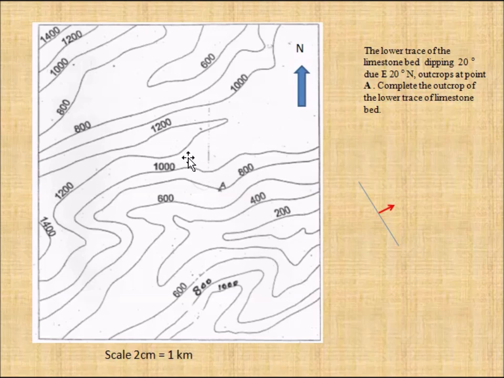So using the same methodology that we used in the last map, we are going to complete the lower trace of the limestone bed. Here we know that the direction of dip is 20 degrees north of east. Naturally the strike line would be perpendicular to it. It would be in the 20 degrees west of north to 20 degrees east of south direction.